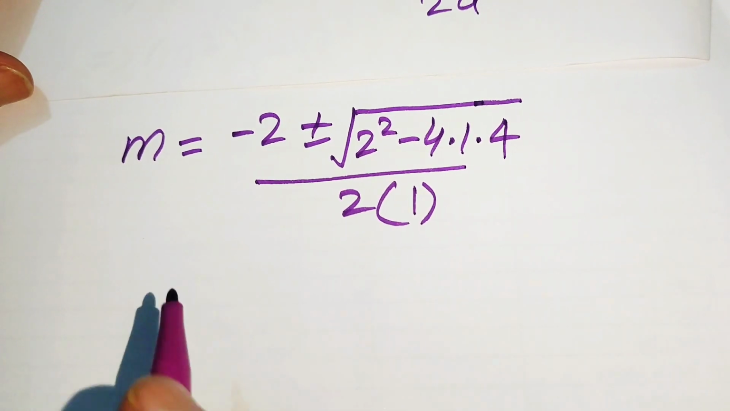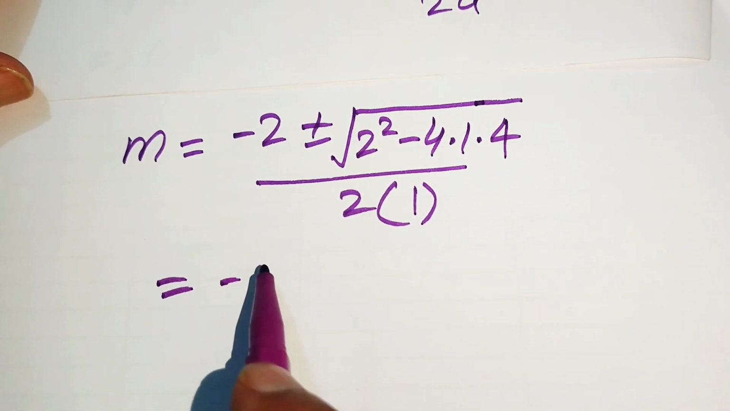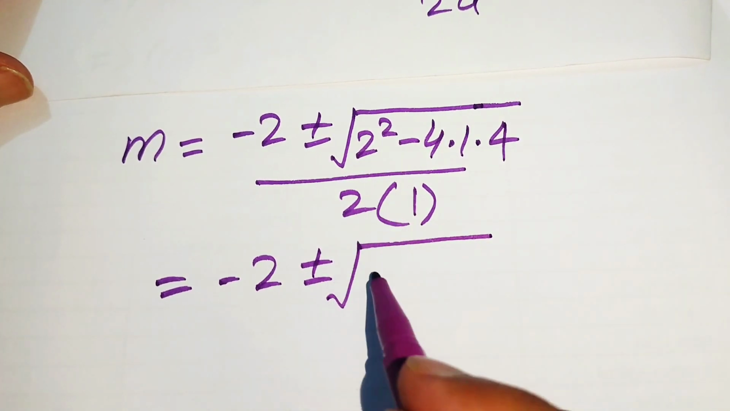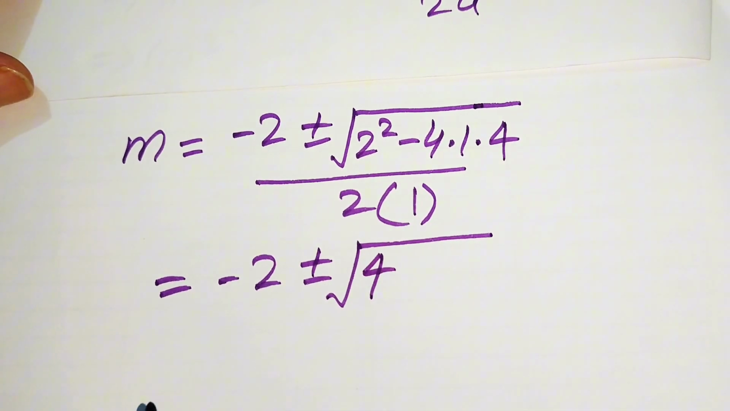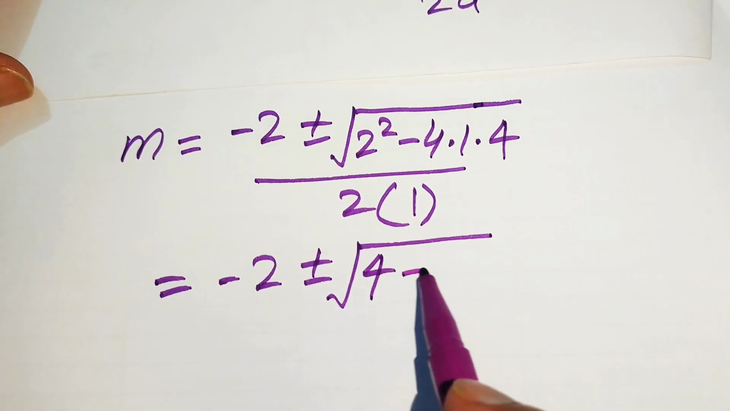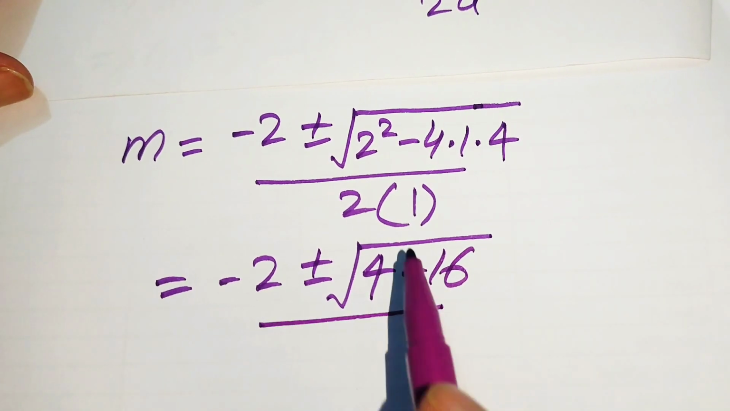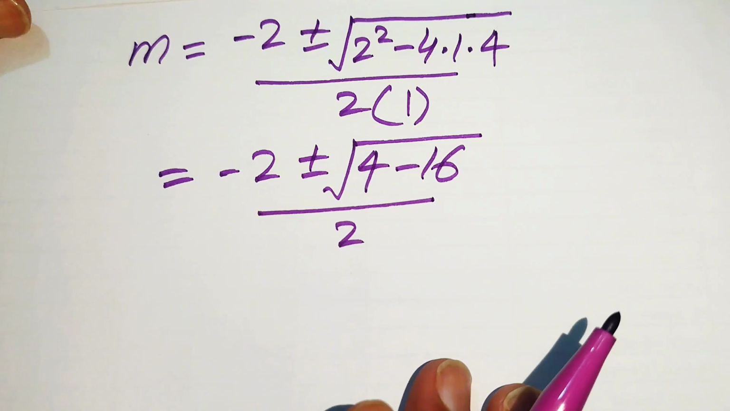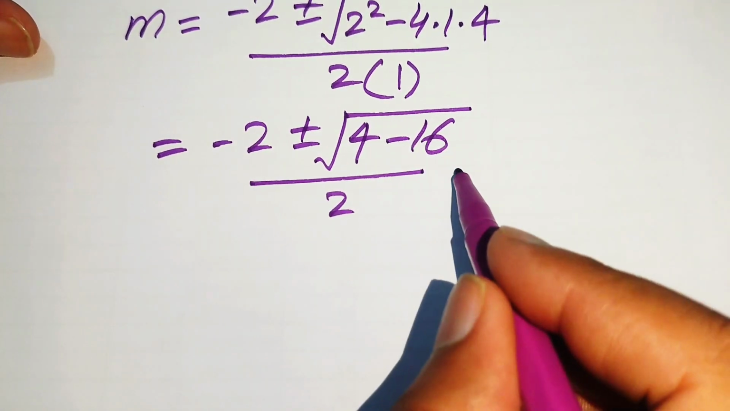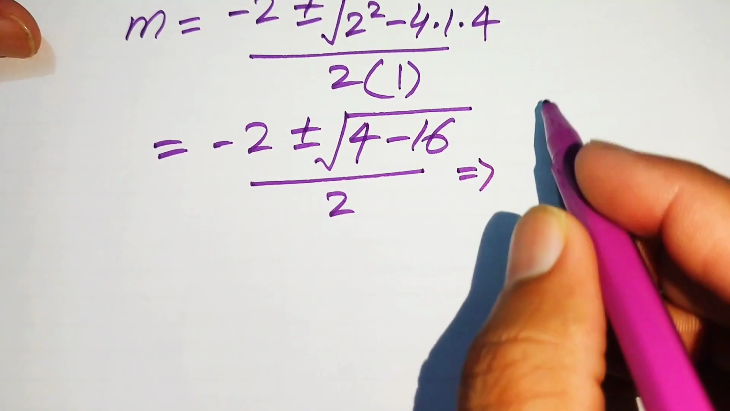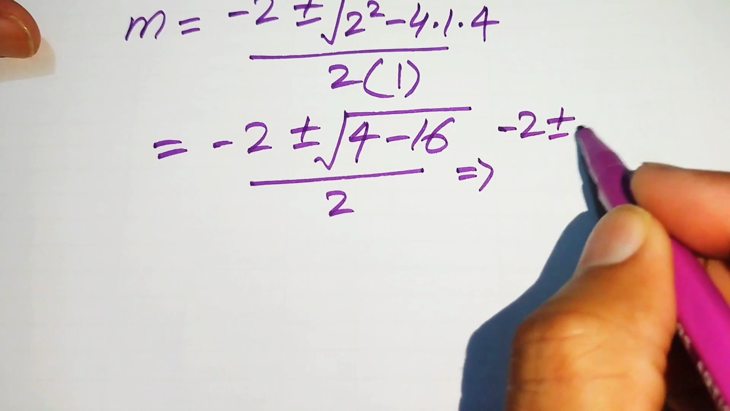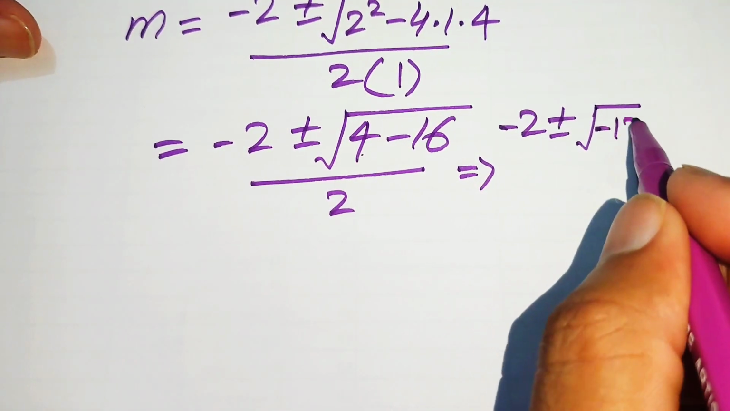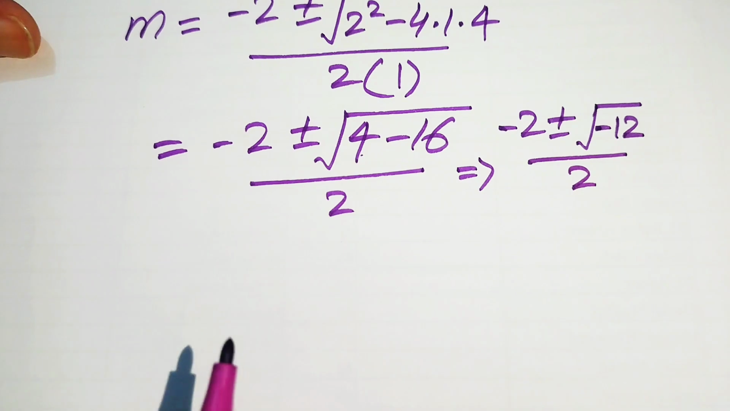And now in the next step we need some simplification, and we write it as minus 2 plus minus square root of 2 square. So 2 square is 4, and 4 times 4 becomes minus 16, divided by 2 times a, which is 2. And now we need more simplification, and we write this expression as minus 2 plus minus square root of 4 minus 16, which equals minus 12, divided by 2.